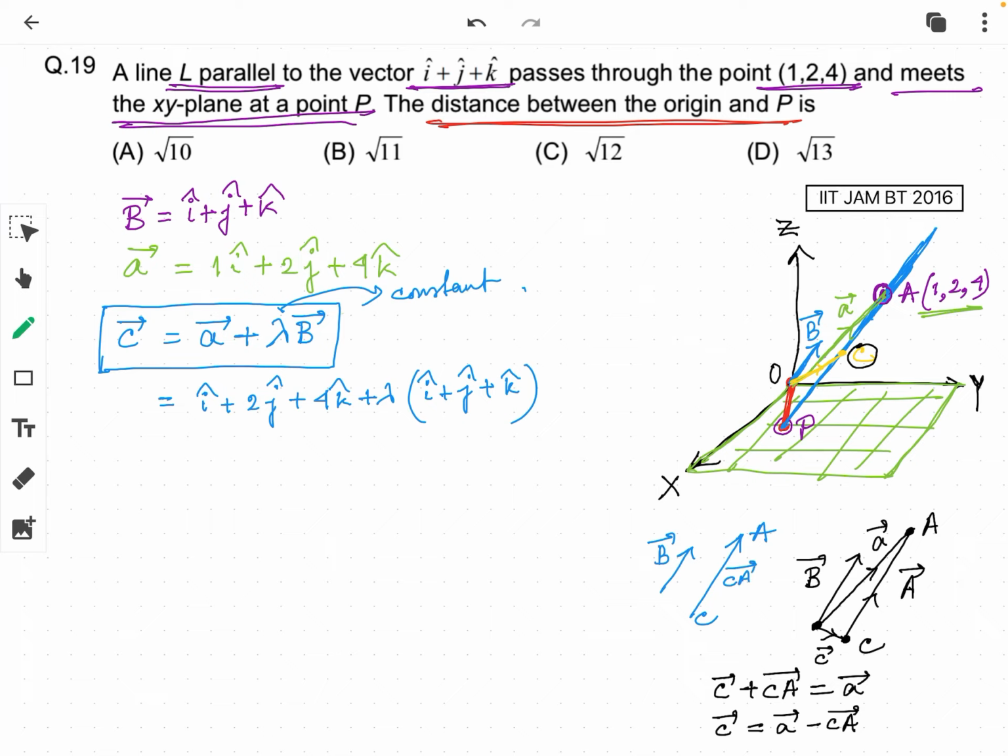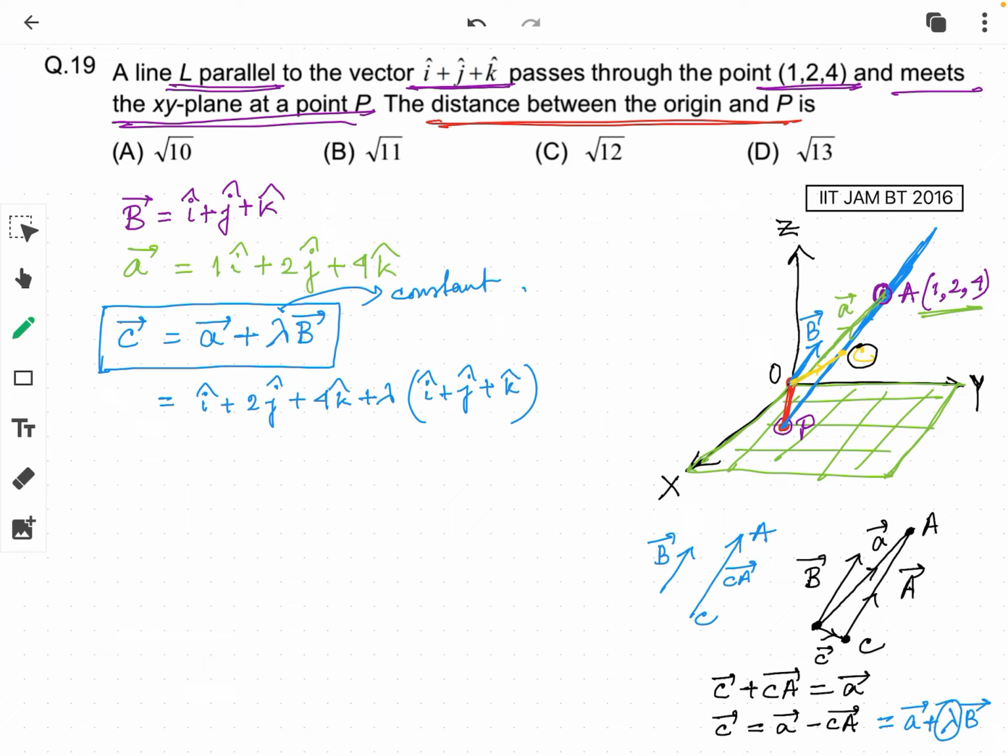That means it is an integer multiple of B vector. So we can take it as A vector plus lambda times B vector, where lambda is any constant integer. Any integral multiple of B added to A vector gives C vector. That is the straight line L.